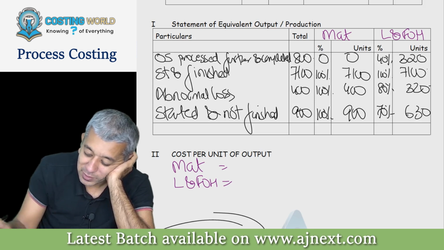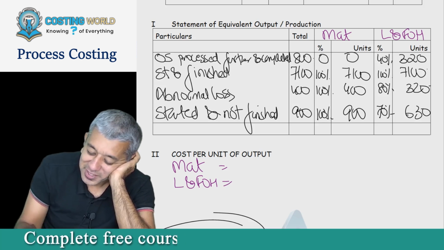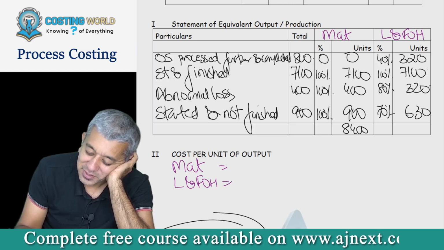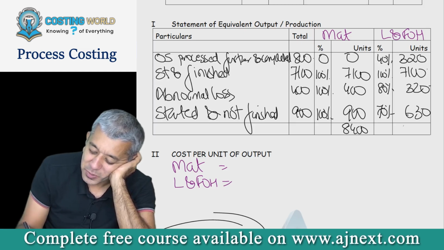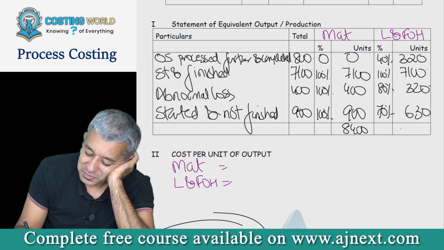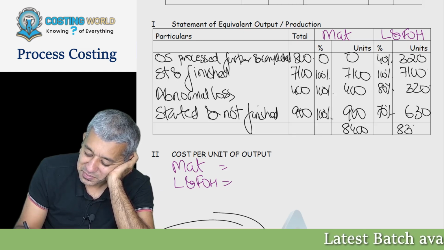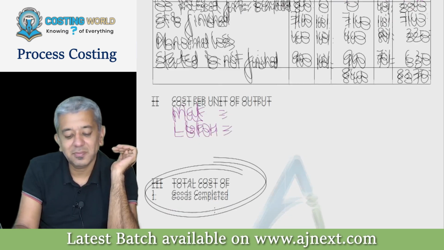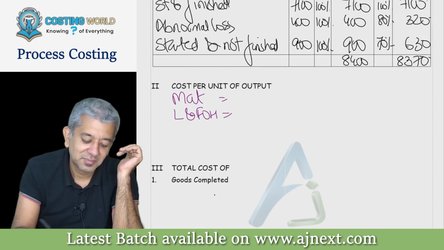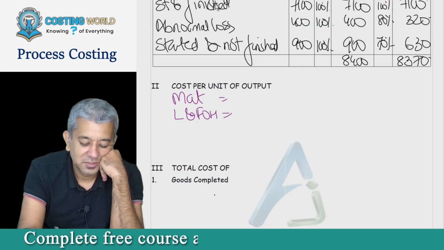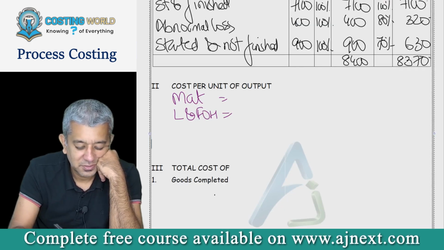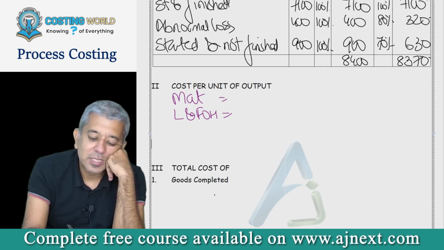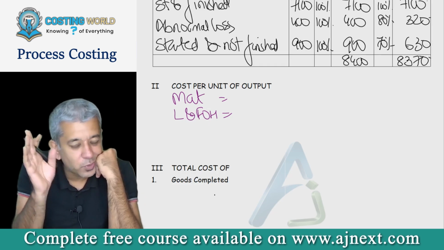This is 8,400. This is how much? 8370. 8370. Now see, this is the last thing that I'm doing. Rest you'll be able to complete it yourself.